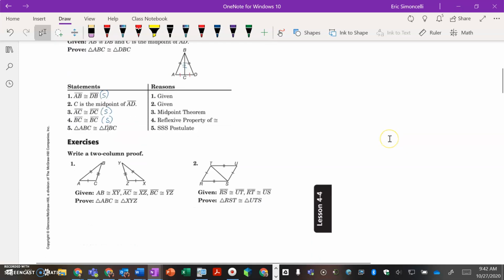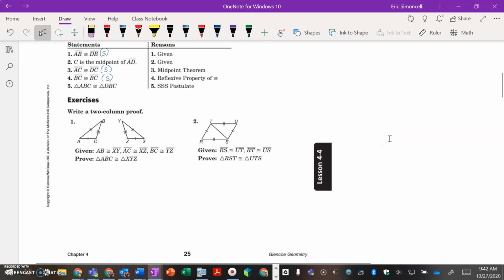Continuing on, we're going to write our own two-column proof for both of these questions. So let's take a look. We have two triangles, triangle ABC and triangle XYZ. That's what we're trying to prove technically, that they are congruent. Given that AB is congruent to XY, which you can see the markings for, AC is congruent to XZ, again with the markings shown accordingly, and then BC is congruent to YZ.